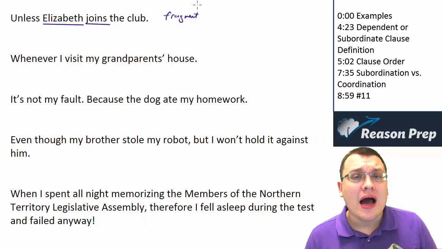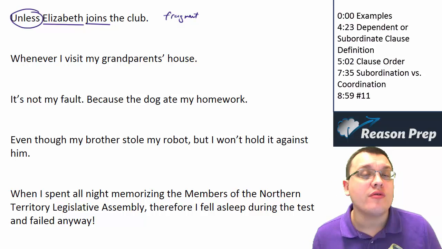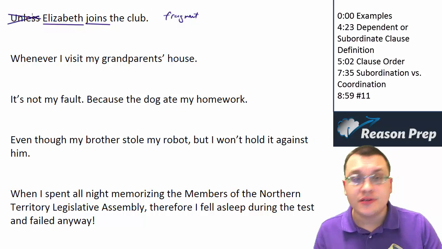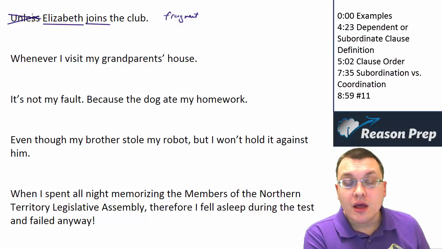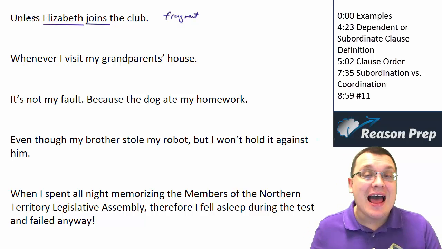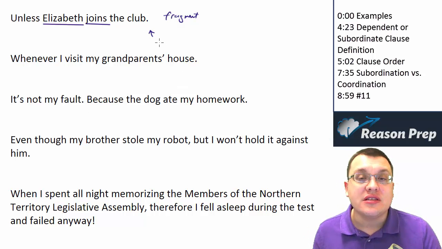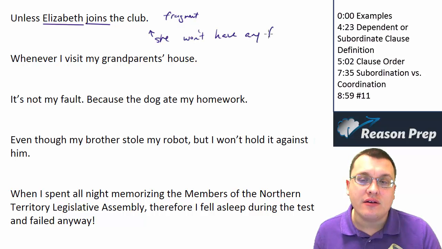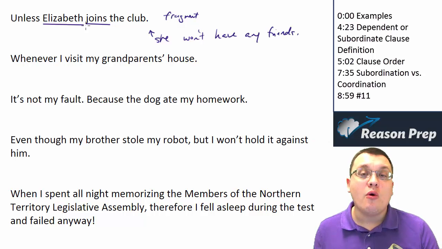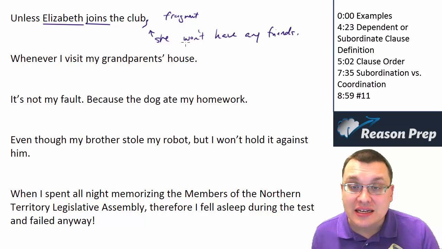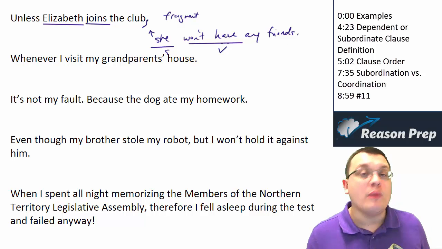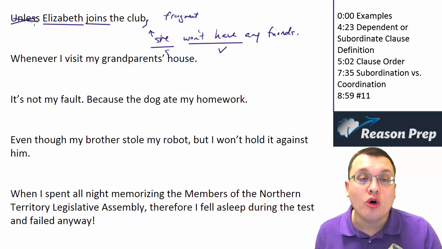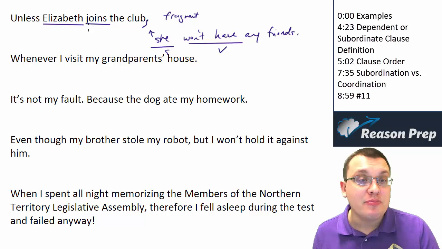So why is this a fragment? It has to do with this word right here. Notice if I got rid of unless, we would have a perfectly fine sentence. Elizabeth joins the club, period. Fine. You could get rid of the unless, or you could add information here. So, unless Elizabeth joins the club, she won't have any friends. So now if we add a comma and then a complete sentence here, she won't have any friends. Here's a subject, here's a verb. We would have a fragment if we didn't do that. So either we get rid of this opening word, or we keep the opening word and we add a sentence.